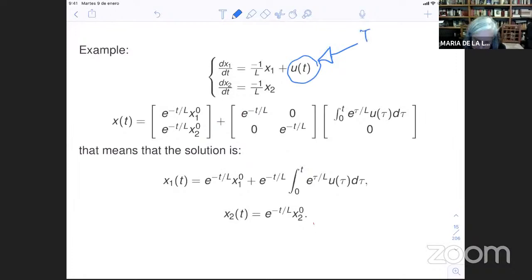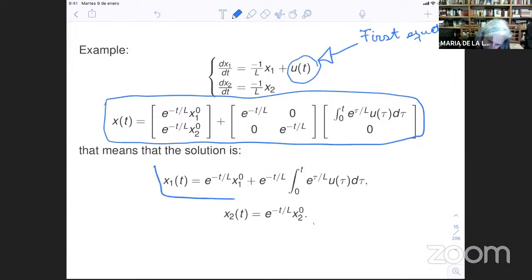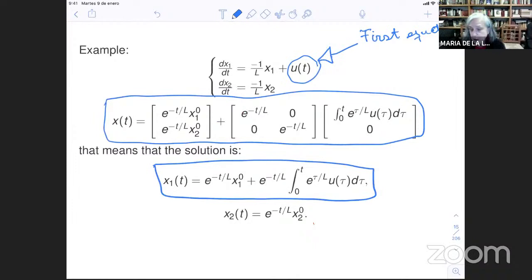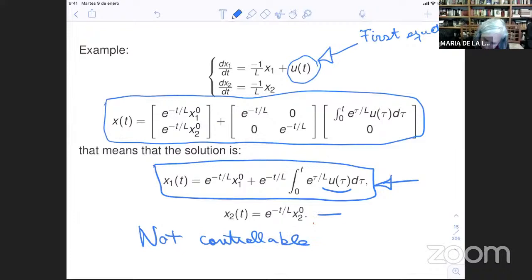Okay, so here is the first equation, and I can ask if it is possible to reach any state in R2 starting from an initial datum. So you can write down the solution, and you have this formula, okay? So you see that by the way I constructed it, I put my control only acting on the first component of the system, okay? So you can say that this system is not controllable, okay? Why? Because you cannot do anything on the second component, okay?